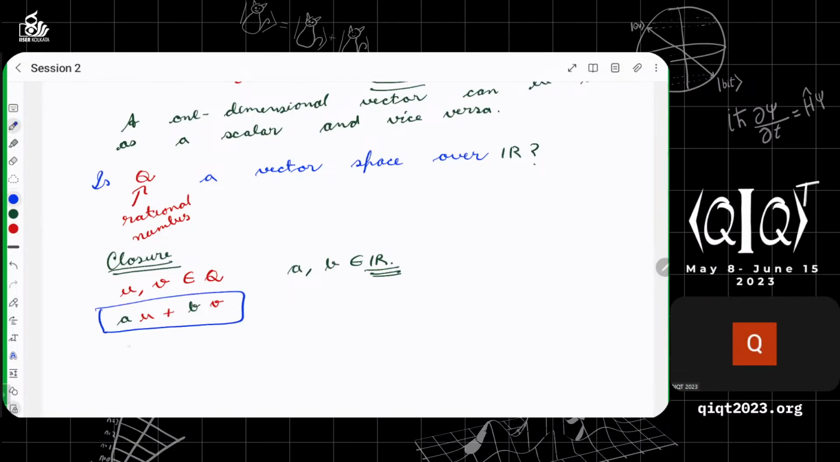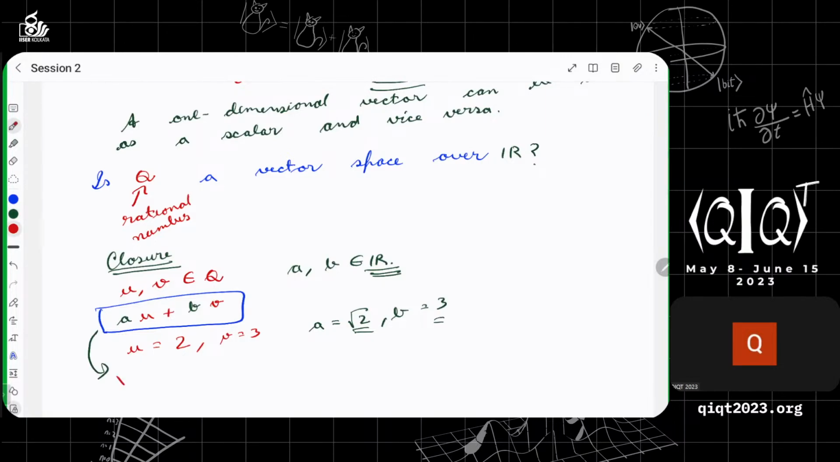Now let's take an example. So let us take two rational numbers, say u = 2, v = 3. So these are rational numbers. And let's take two real numbers. As I said, real numbers can be rational. So let's say a equal to √2 and b equal to 3, because real numbers can be both irrational and rational. So why not?